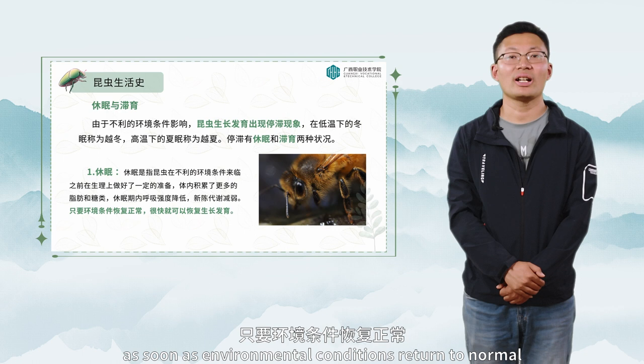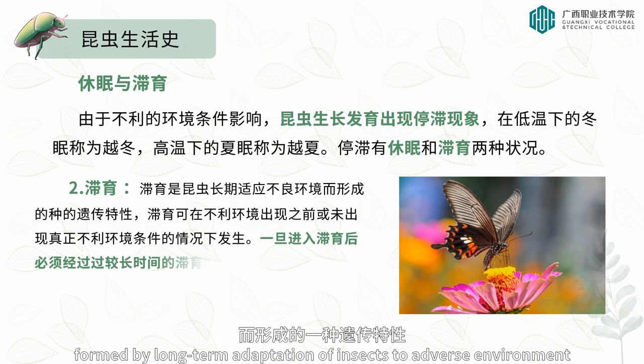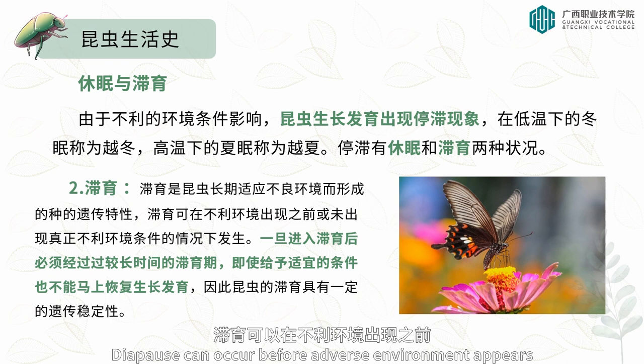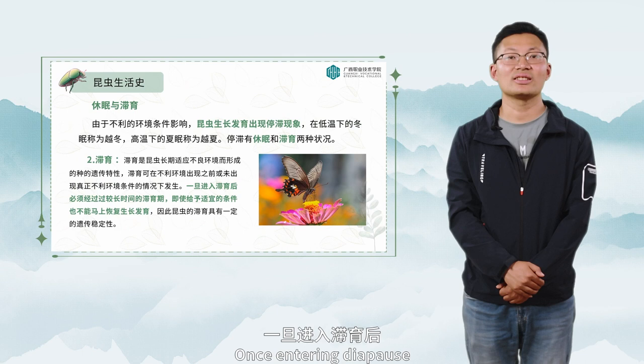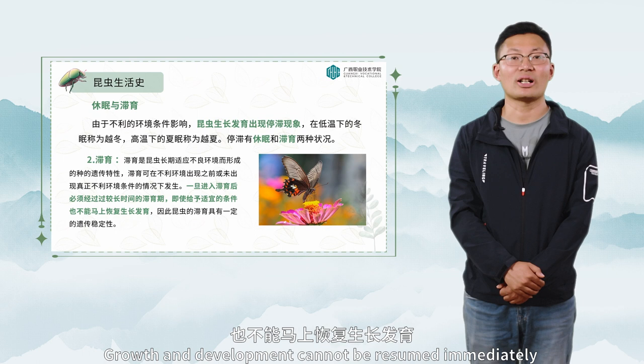Diapause refers to a hereditary characteristic formed by long-term adaptation of insects to adverse environment. Diapause can occur before adverse environment appears, or without truly adverse environmental conditions. Once entering diapause, a long diapause period must elapse. Even after appropriate conditions are given, growth and development cannot be resumed immediately. Therefore, diapause of insects has certain hereditary stability.